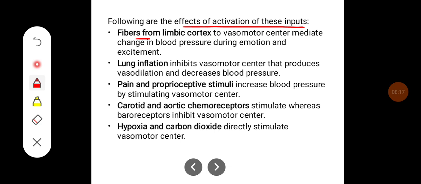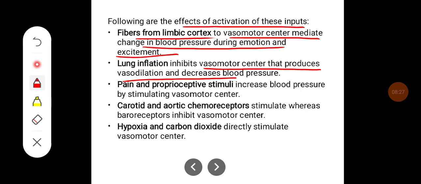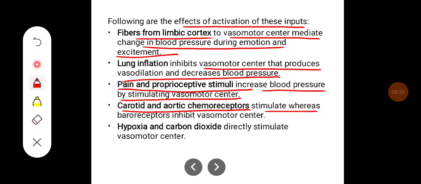The following are the effects of activation of these inputs. The fibers from the limbic cortex to the vasomotor center mediate change in the blood pressure during emotion and excitement. Lung inflation inhibits the vasomotor center, which produces vasodilatation and decreases blood pressure. Pain and proprioceptive stimuli increase blood pressure by stimulating the vasomotor center. Carotid and aortic chemoreceptors stimulate, whereas baroreceptors inhibit the vasomotor center. Hypoxia and carbon dioxide directly stimulate the vasomotor center.